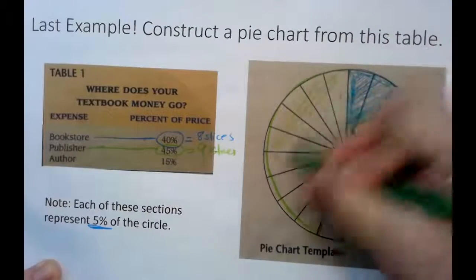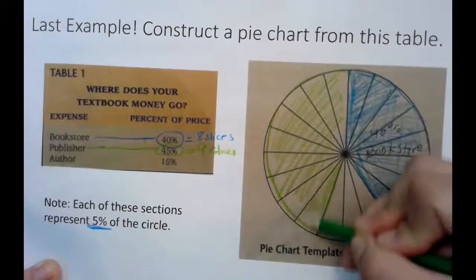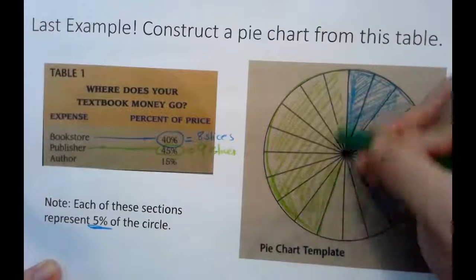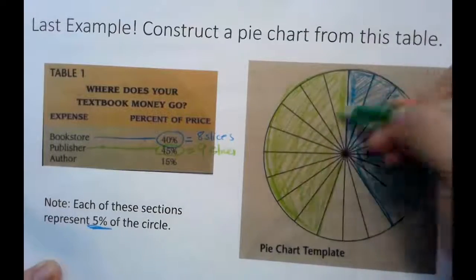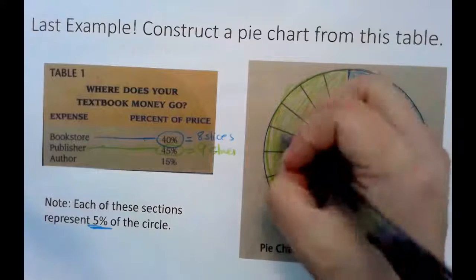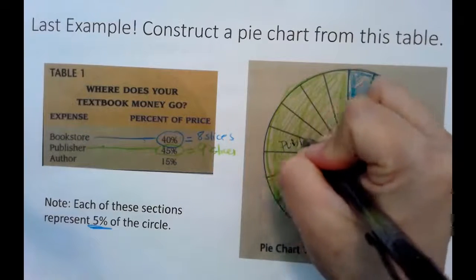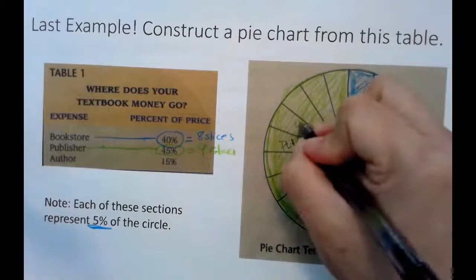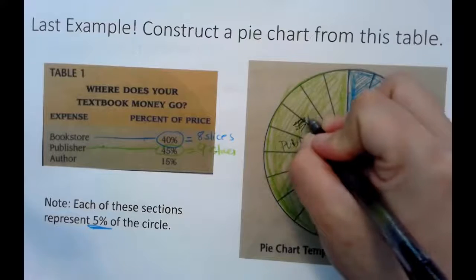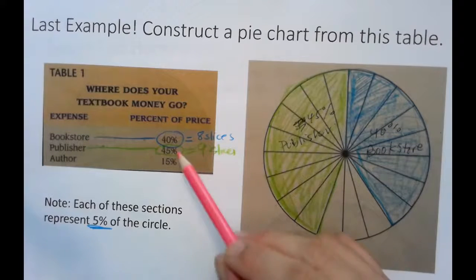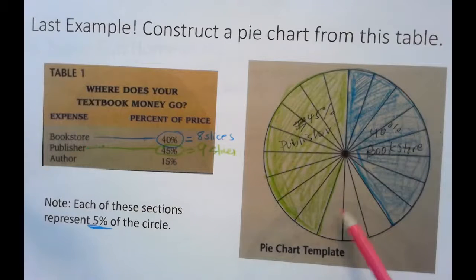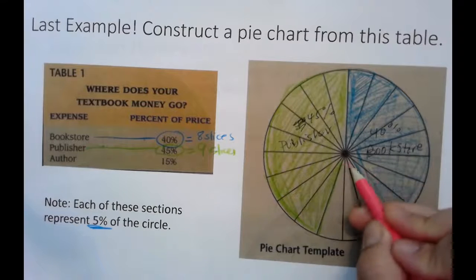So we have 45% of the pie, and that is the publisher. It's kind of nice because now we can think, if we get it online, maybe we can cut some of this out. The author gets a small piece of the pie, only 15%.